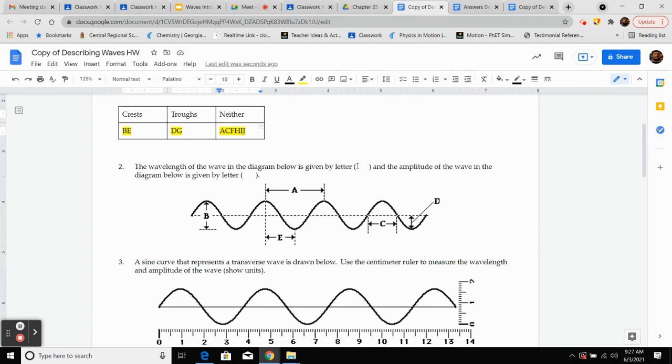Yep. That'll be correct, sir. Okay, guys, real quick, what letter here gives me wavelength? All right, bet. A, very good. And what about the amplitude? Not B, because remember, amplitude is from resting position to a crest. So it'd be D. It could be rest to crest or rest to trough. So yes, D would be the correct piece here.